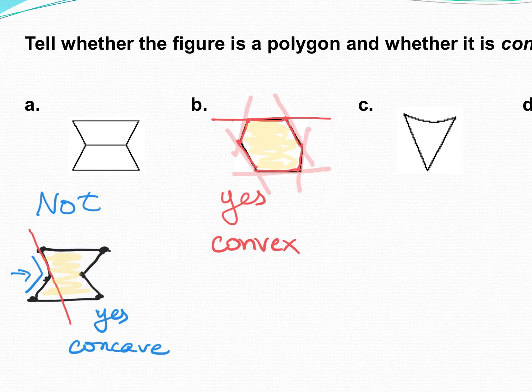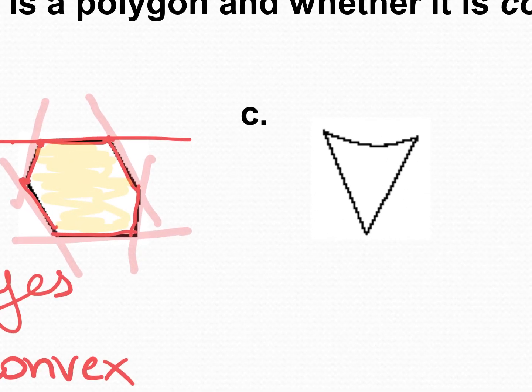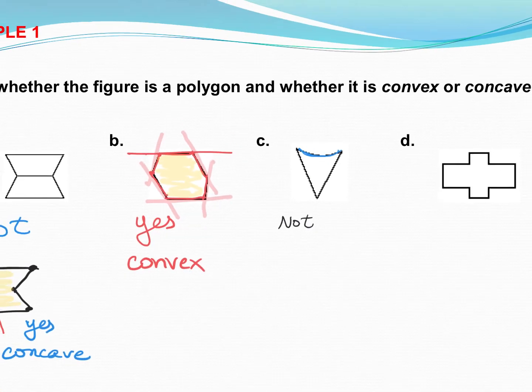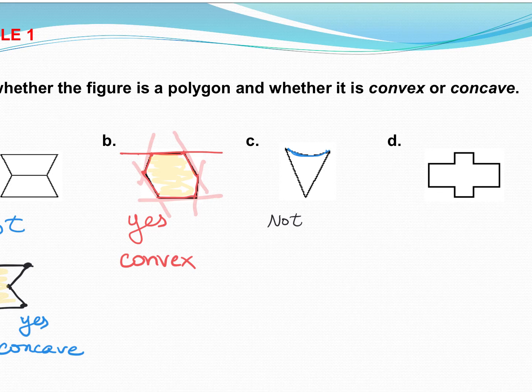Now this next one, I know it's kind of hard to see, but this is supposed to be a curved side here. And remember, a polygon cannot have a curved side. It couldn't have an arc to it, so this one would not be a polygon. And if it's not a polygon, we do not classify it as concave or convex.